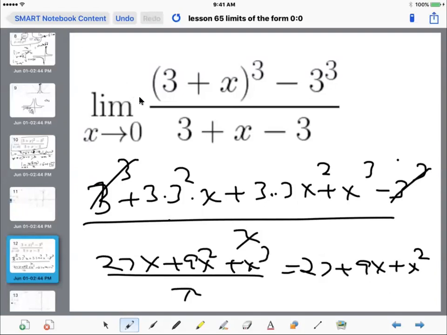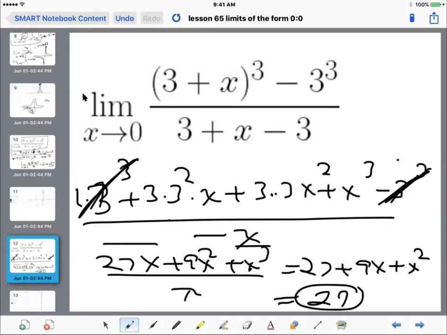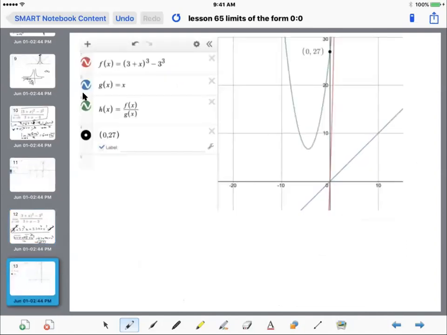Okay, so if you take a look, I expanded the 3 plus x cubed. I did a little binomial expansion. (a plus b) cubed is a cubed plus 3a squared b plus 3ab squared plus b cubed. The 3 cubes canceled out, and these terms all have x's in them. When I factor and cancel the x, I get this. And now when I plug 0 in, I just get 27 as the answer. This graph is not terribly useful, but in case you were wondering, this is what it would look like.